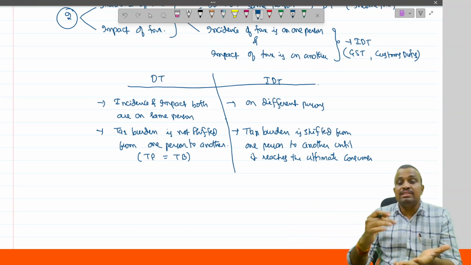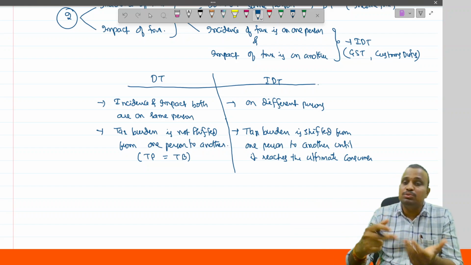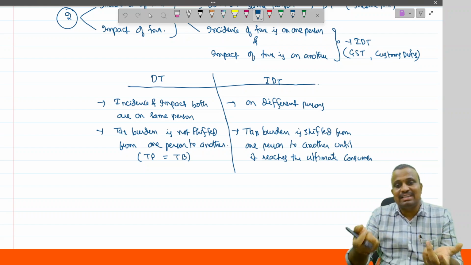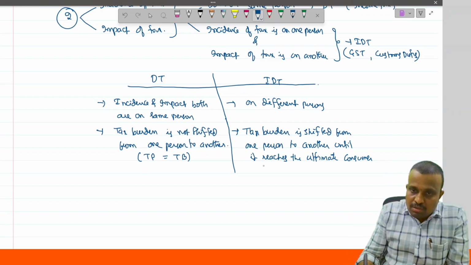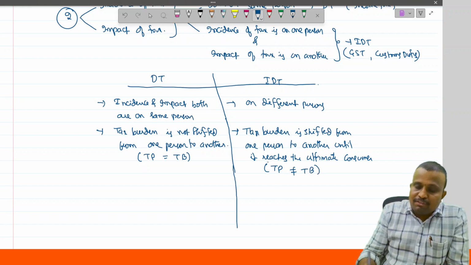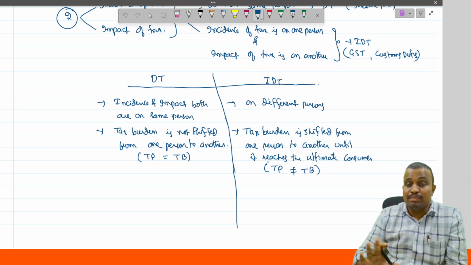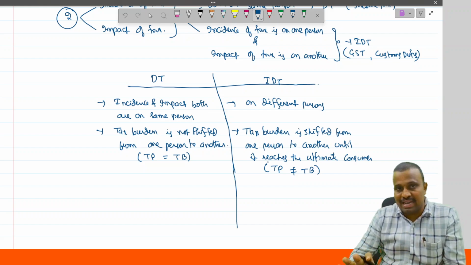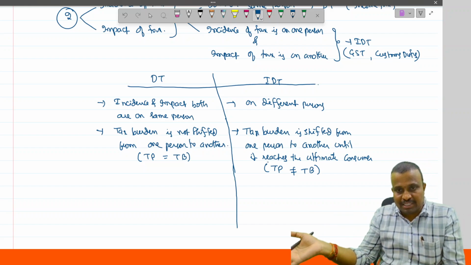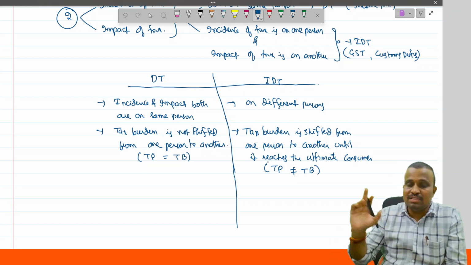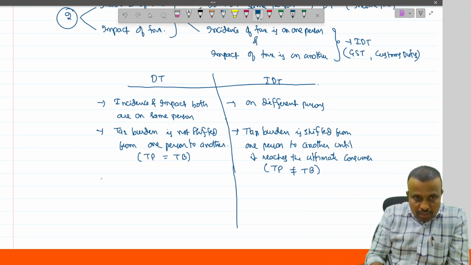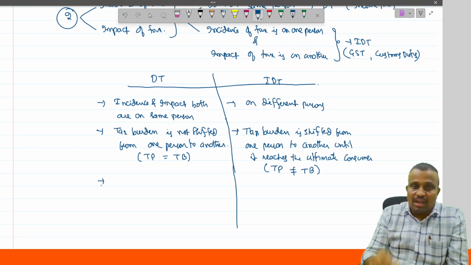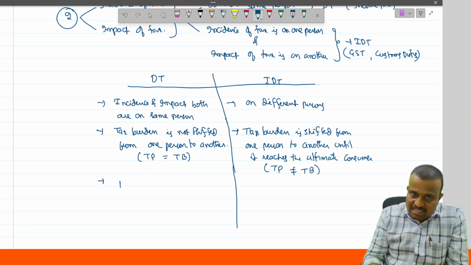Here, the burden to pay the tax is shifted from one person to another person until it reaches the ultimate consumer. So here, taxpayer and the tax bearer are different. The tax is first paid by the manufacturer, but he is not bearing that burden to pay the tax. He shifted that burden to another party. Ultimately, who bears the tax burden? The ultimate consumer.